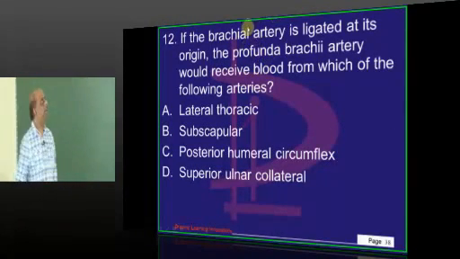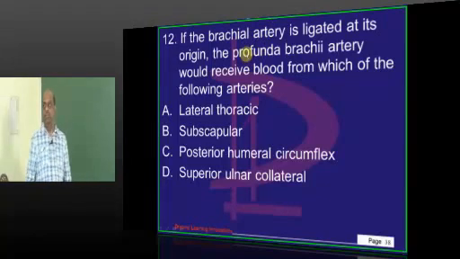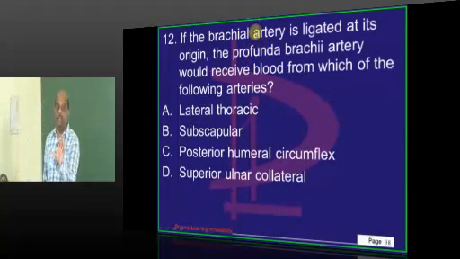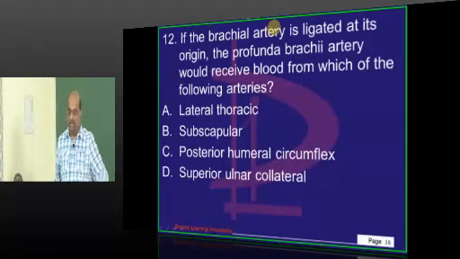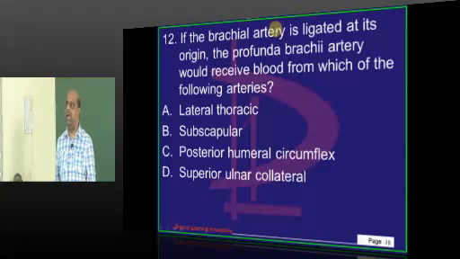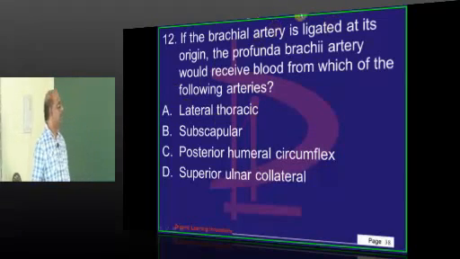If you ligate the brachial artery at its origin, if you go to AIIMS entrance or All India, a frequently asked question is the vascular anastomosis around the femoral head, around the humerus. This vascular anastomosis you need to have in a complete grip. So what is your answer, doctor?